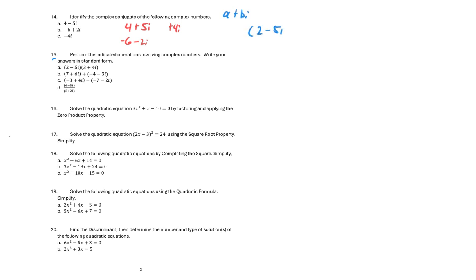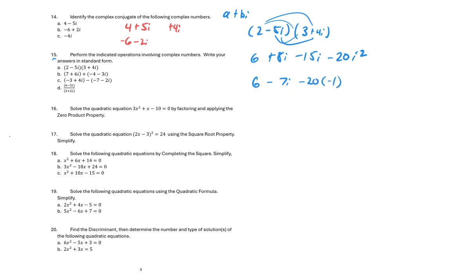So 2 minus 5i times 3 plus 4i. FOIL that out. We get 6 plus 8i minus 15i minus 20i squared. Start simplifying, we get 6 minus 7i minus 20 times a negative 1 from the i squared. So we'll get 26 minus 7i.